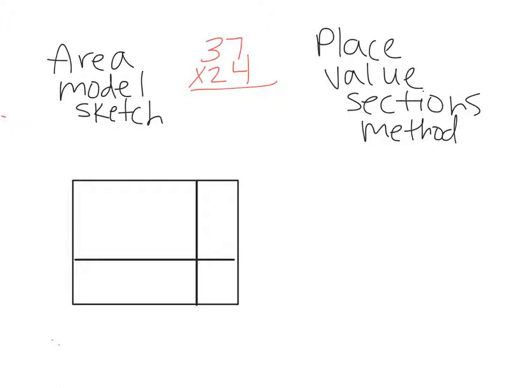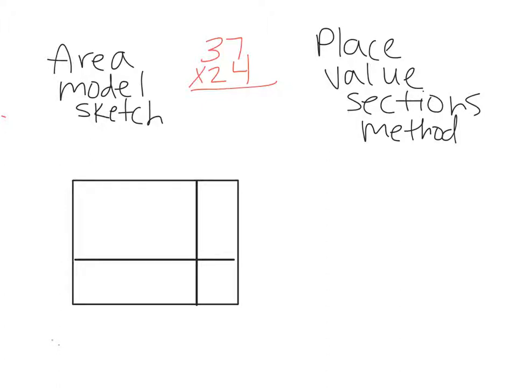So when we had 2-digit by 1-digit, or even 3-digit by 1-digit, we just had one section and we split it into how many parts we needed, okay? But now we have 2-digit by 2-digit, so we had to split our rectangle into 4 sections.